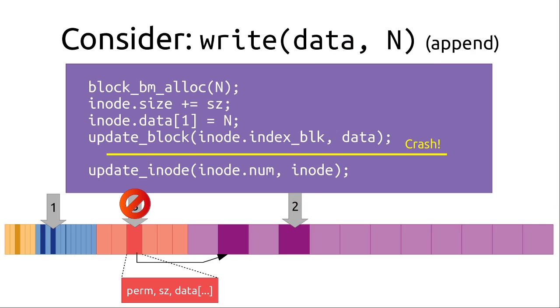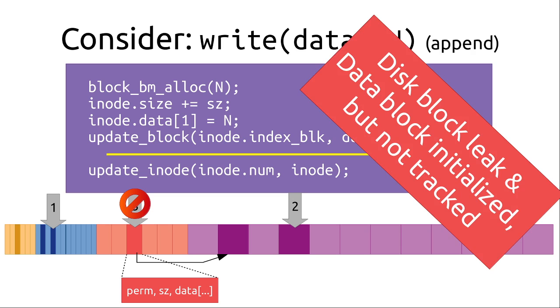Okay, let's think about what happens if we have a crash here. So we update our bitmap, we update the data on disk, but we do not update our inode. Well, okay, pause, think about it, come back. So what happens here, of course, is that our disk block leaks just the same as before, and we've updated data onto the block, so it's initialized now to some useful information, but it's not tracked in any way. It's not plugged into the file system by being referenced by, in this case, the inode that we want it to be. So this is a big problem, right?